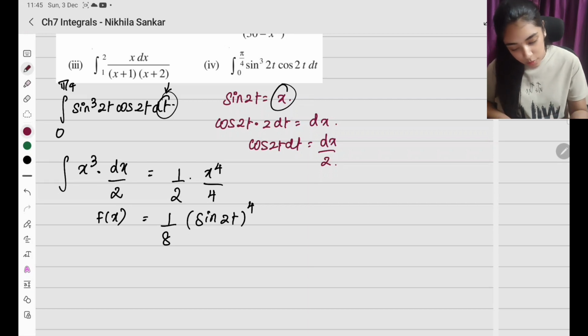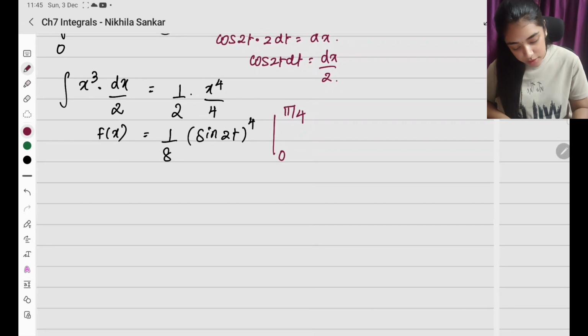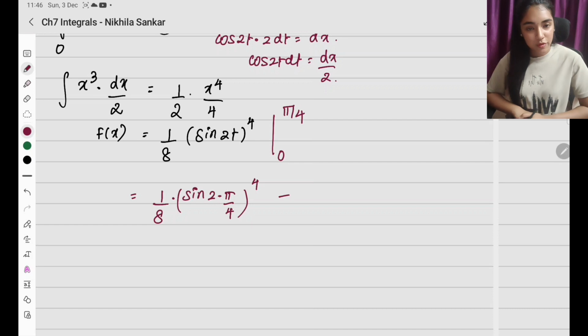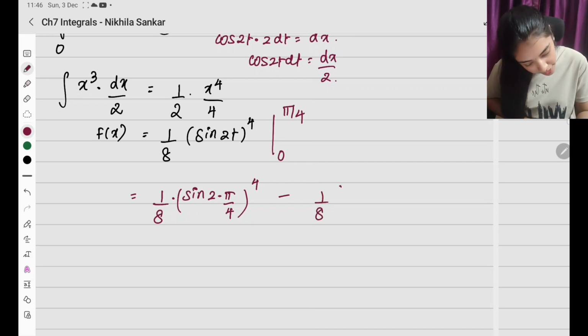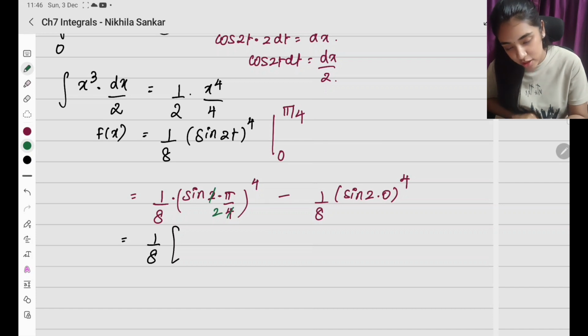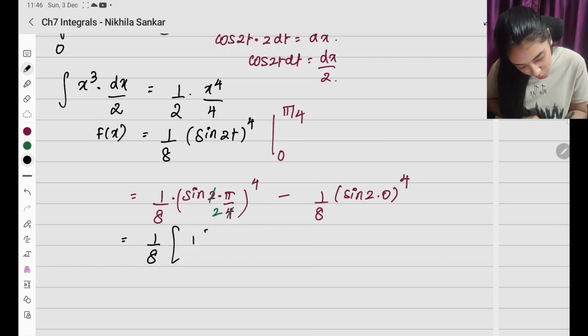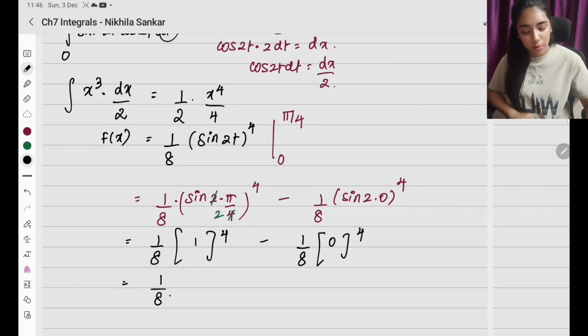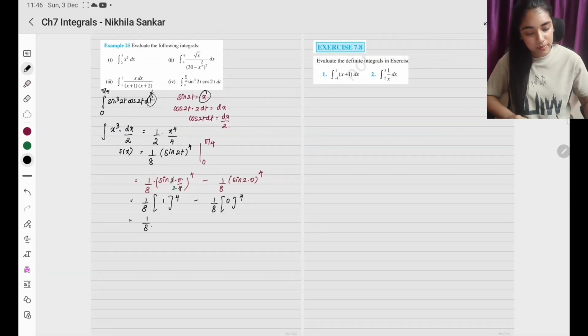Now when I apply the limits, what do I have? 0 to pi by 4. So first pi by 4 apply பண்ண போறேன். So I have 1 by 8 times sin 2 times pi by 4 the whole power 4 minus, so first pi by 4 போட்டாச்சு, next 0. So I have 1 by 8 times sin 2 times 0 the whole power 4. Okay, so when I simplify, I have 1 by 8 common எடுக்கலாம். Inside the bracket, what gets cancelled? So 2 and this gets cancelled. What is sin of pi by 2? It is 1. So I have sin pi by 2 is going to be 1 to the power 4 minus 1 by 8 times sin 0 is going to be 0. So 0 power 4. So this is nothing but 1 divided by 8 times 1 to the power 4 is 1. So this is going to be 1 by 8. All of that. Simple. Okay.